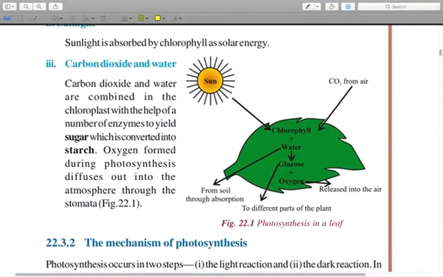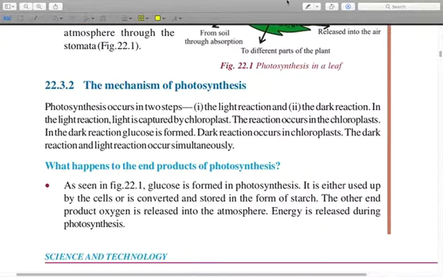So here they have given a pictorial representation. Sunlight, chlorophyll absorbs the sunlight. CO2, that is carbon dioxide from air, is taken through stomata, plus water which the plant gets from soil through absorption. Then it is converted into glucose. Glucose is the food for the plant, so it will be passed to the different parts of the plant. Then oxygen is released into the air.